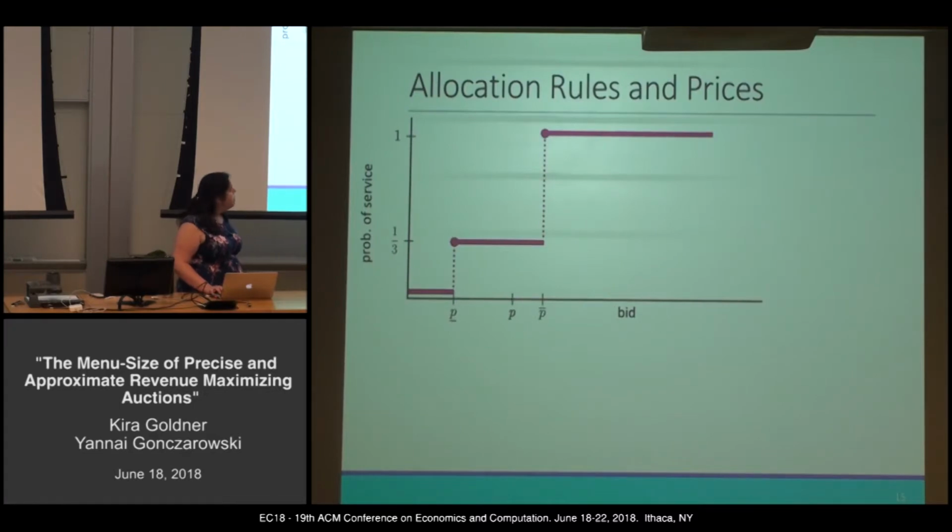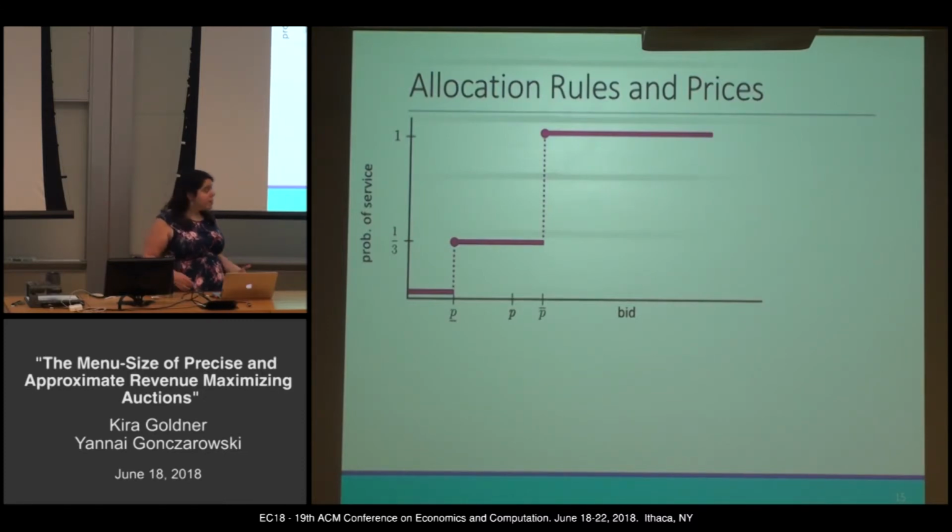I can also have a more complex allocation rule that has multiple steps in it. So what does this allocation rule say? It says if your value is below p lower, you're not going to get the item. If it's between p lower and p upper, you're going to get the item with probability 1/3. And if it's above p upper, then you'll get it with certainty.